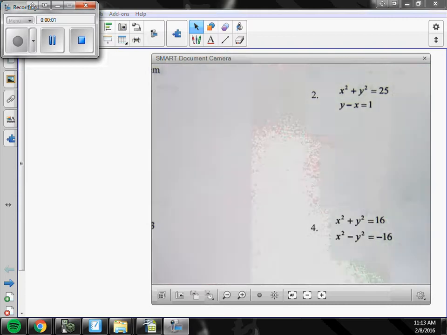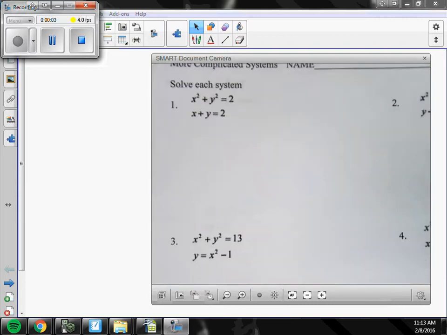All right, take a look at number 1. Can we use elimination on number 1? No, it would be nice if we could. Elimination is a lot easier than substitution, but we can't. So we need to solve the bottom for either x or y and plug it in using substitution.